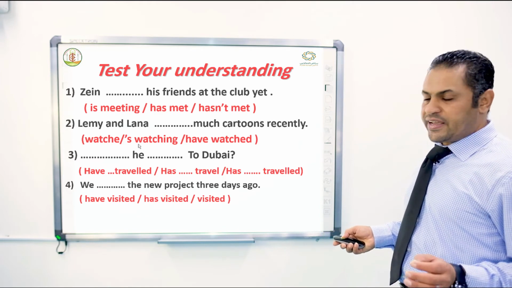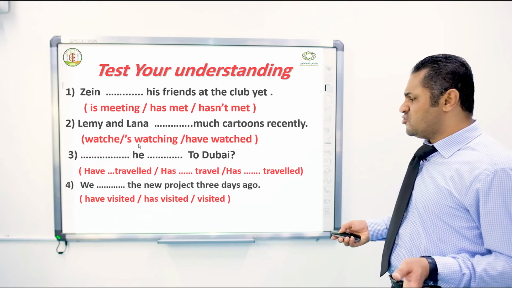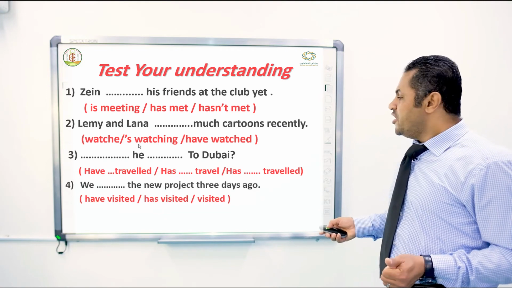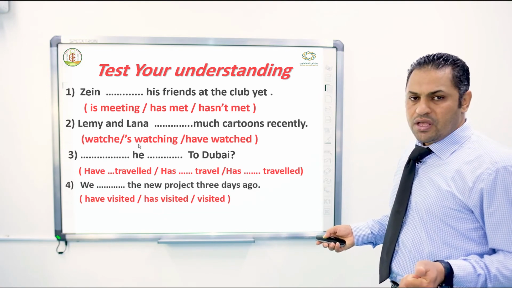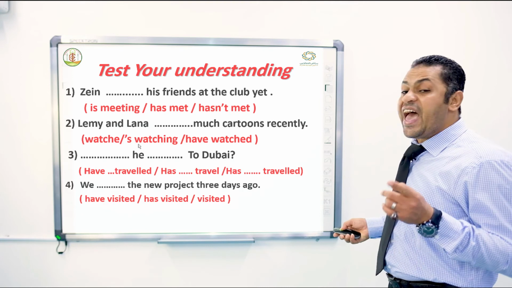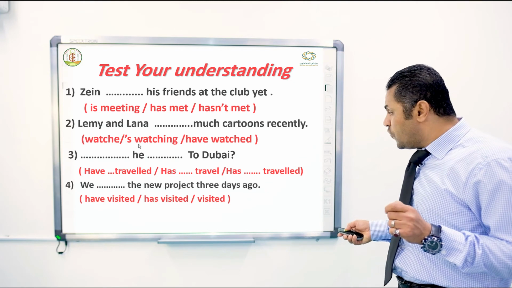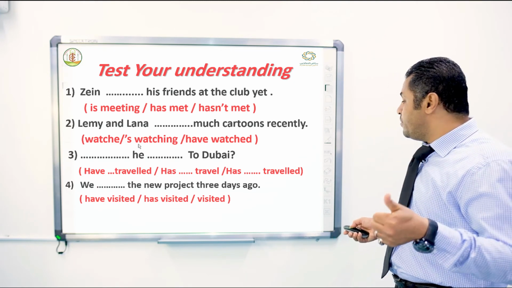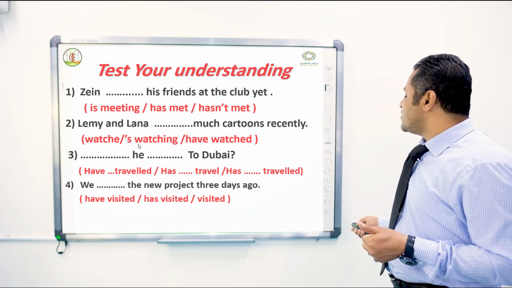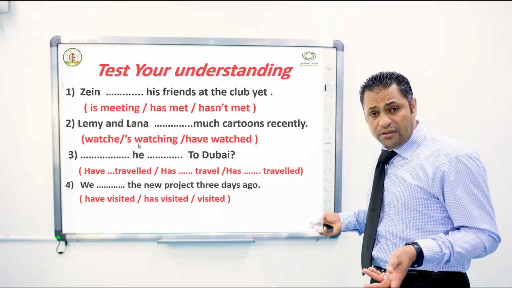Number three, that's a question. Blank he blank to Dubai. Have he traveled? Has he traveled? Here we have have, but it doesn't go with he because he is a singular subject. Here we have has, that's right, but the verb isn't in the past participle, it's an infinitive. So the whole form is wrong. But the right form is has with the past participle of the verb. So the answer will be has traveled. The whole question will be: Has he traveled to Dubai?